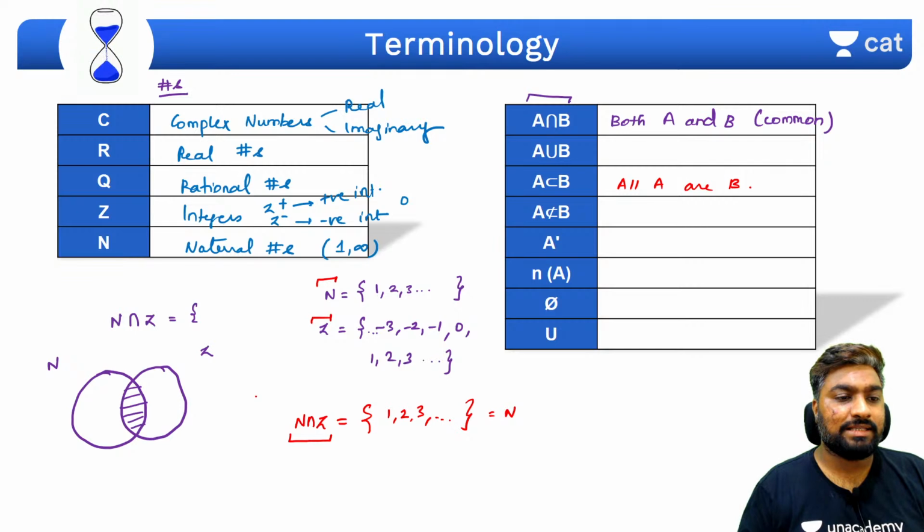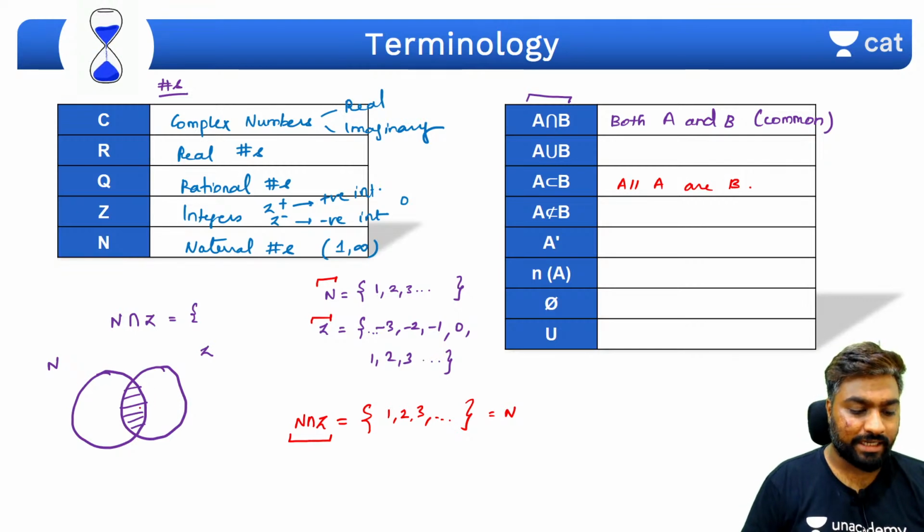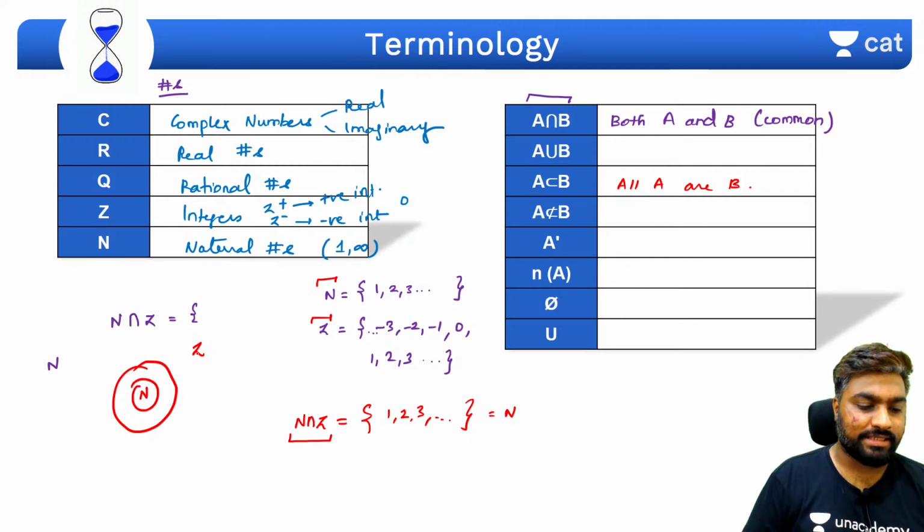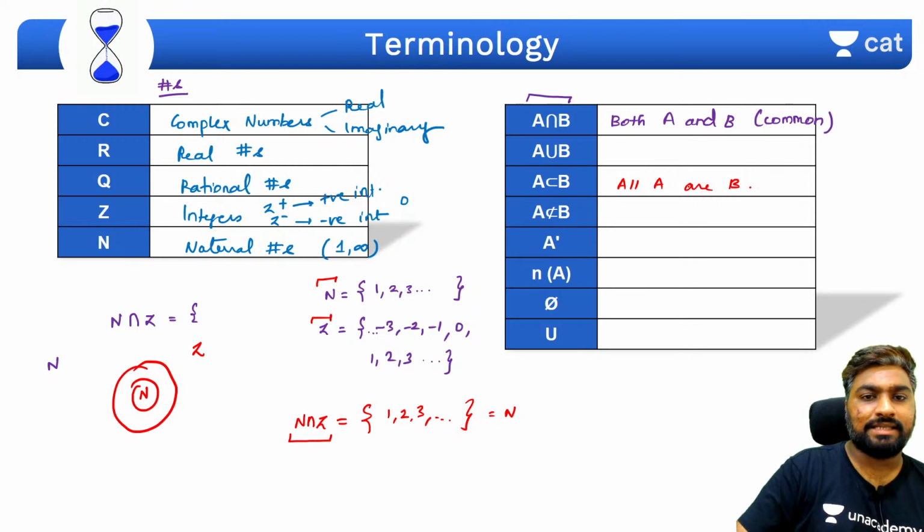That basically means that the set is not going to look like this. The set is going to look like this. This is your Z. Within Z you have N because all the terms of N belong in Z. Are you getting this? This is subset. That means all A are B. Every term of A belongs in B.